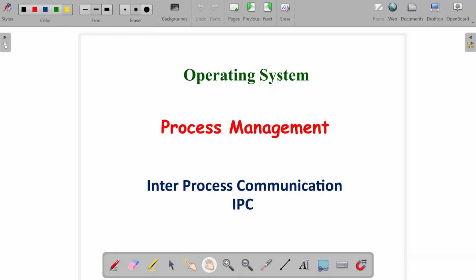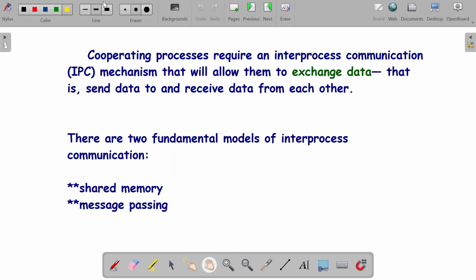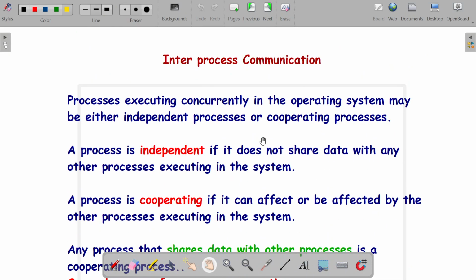Hello. In this session, we are going to discuss inter-process communication in operating systems. So, what is meant by inter-process communication?